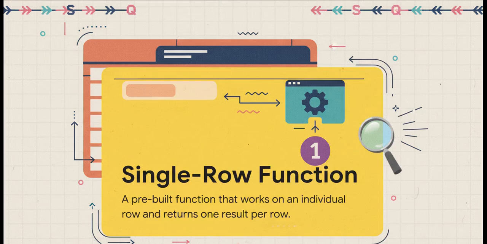Okay, so what are we actually talking about here? Officially, a single row function is a pre-built command in Oracle, and its magic is in its simplicity. It takes one row of data, does its job, and gives you back exactly one result for that row. One in, one out, every single time.